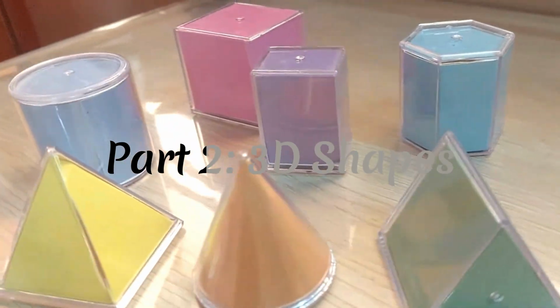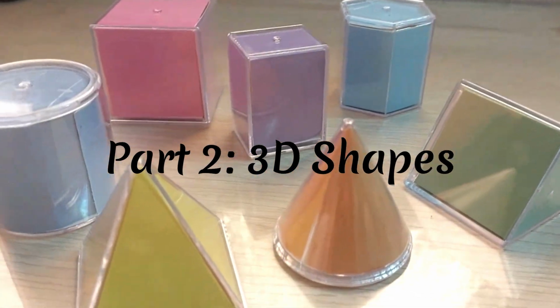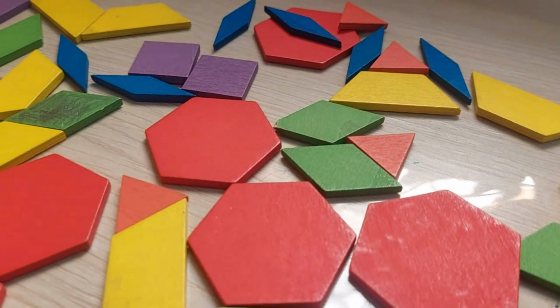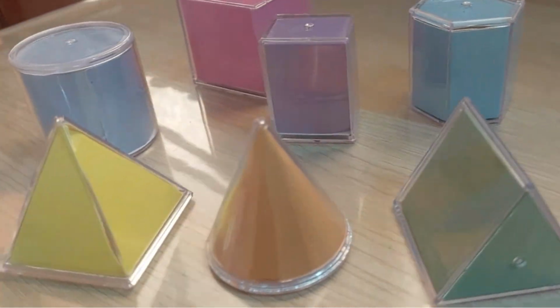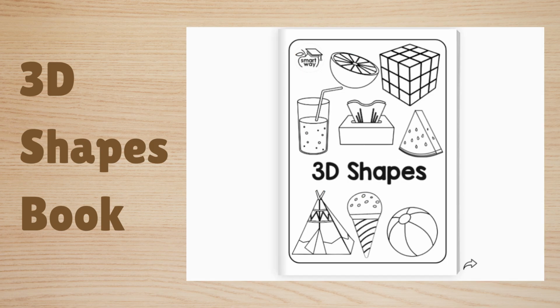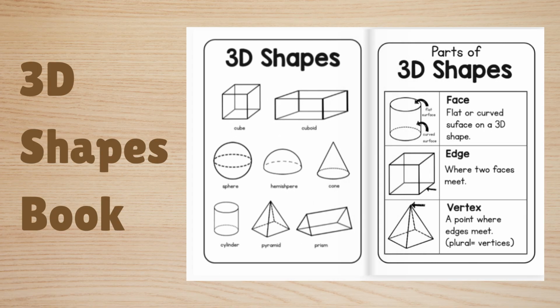Part 2, 3D shapes. For 3D shapes, hands-on models are even more important. Students need to feel the edges, vertices, flat faces, and curved faces to truly understand them. Comparing 2D shapes with 3D shapes helps them see the difference clearly. Before we begin individual shapes, we go through introductory pages of the booklet where all major 3D shapes and their parts are shown. Then we move on to studying each 3D shape one at a time.